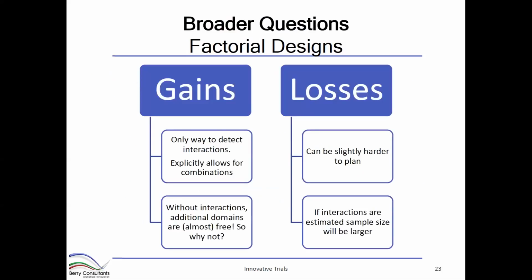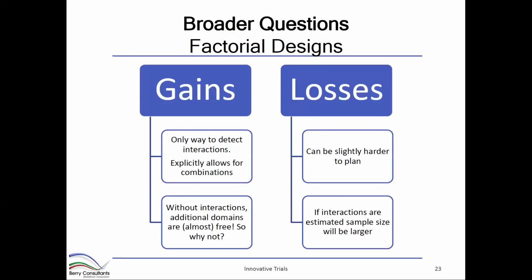So factorial designs, again, this is the only way to detect interactions. It explicitly allows for combinations. Without interactions, additional domains are almost free. So this is a case, I've tried to keep the gains and losses to have the same number of boxes and try not to tip the scales. If you really want to investigate multiple domains, this is a no-brainer, this is what you want to do.